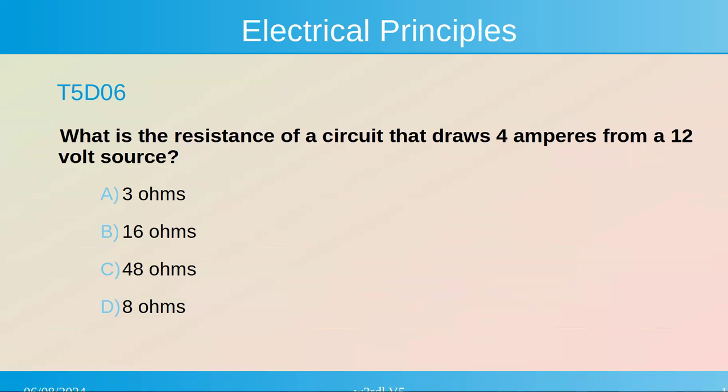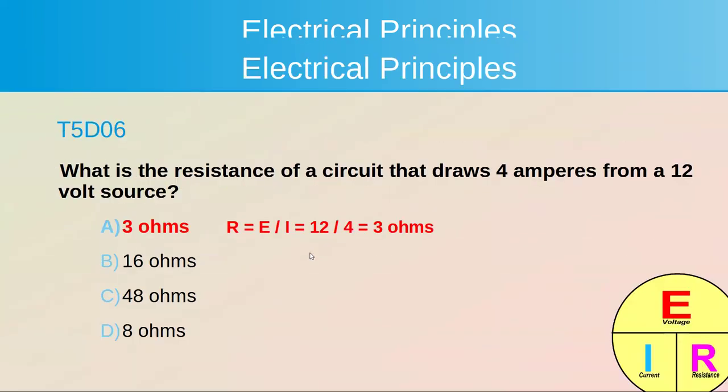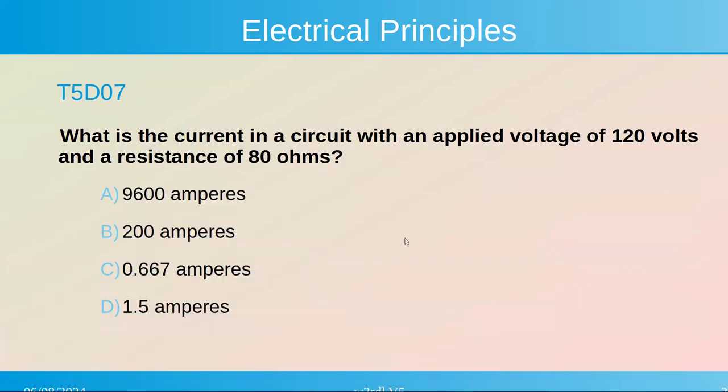What is the resistance of a circuit that draws 4 amps from a 12-volt source? Well, it'd be the same thing, 12 divided by 4. So you get 3 ohms. You're on a roll. That's because you went fast and I could remember.